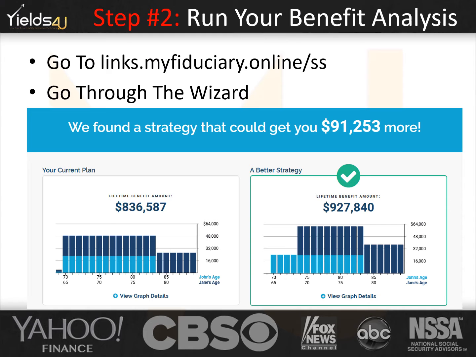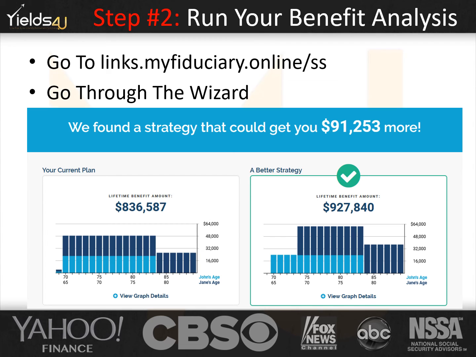Step number 2. Let's generate your maximization analysis. We have a very nice online tool that's easy to use. Go to links.myfiduciary.online/SS or click the link. Go through the wizard. It will show you some basic options that you can explore. It will also tell you the maximum benefit you could receive. At the end of the wizard, fill out that information and hit send.